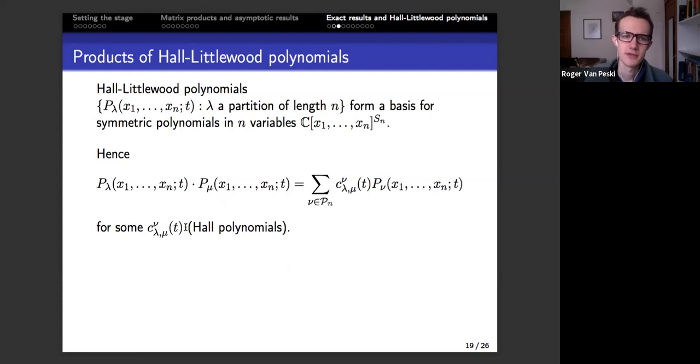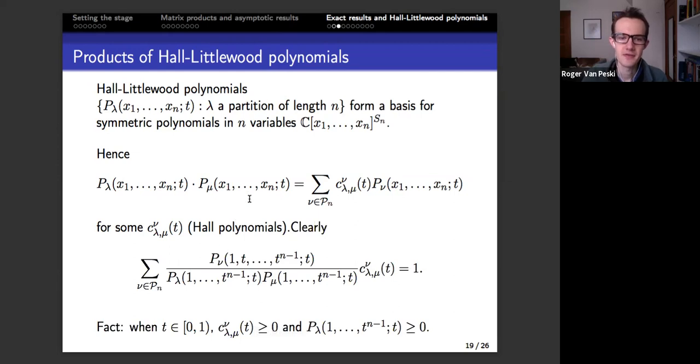And to answer it, it's good to introduce these Hall-Littlewood polynomials. These are a family of symmetric polynomials in n variables indexed by partitions of length at most n. They form a basis for the ring of symmetric functions. Here I'm going to take t to be a real parameter, not just a formal indeterminate. And because they're a basis, if you multiply two of them, you can expand it in this basis, and it has some coefficients, these c lambda mu nu of t, which are called Hall polynomials. These are analogous to Littlewood-Richardson coefficients.